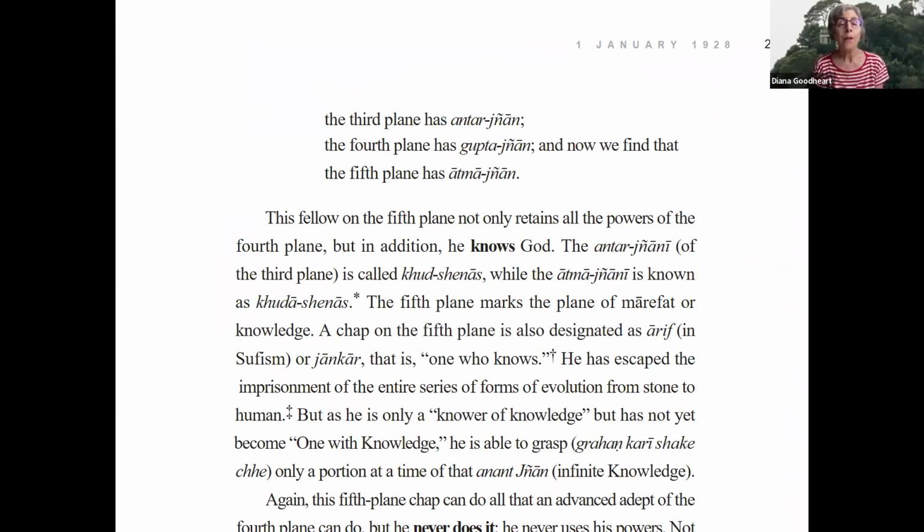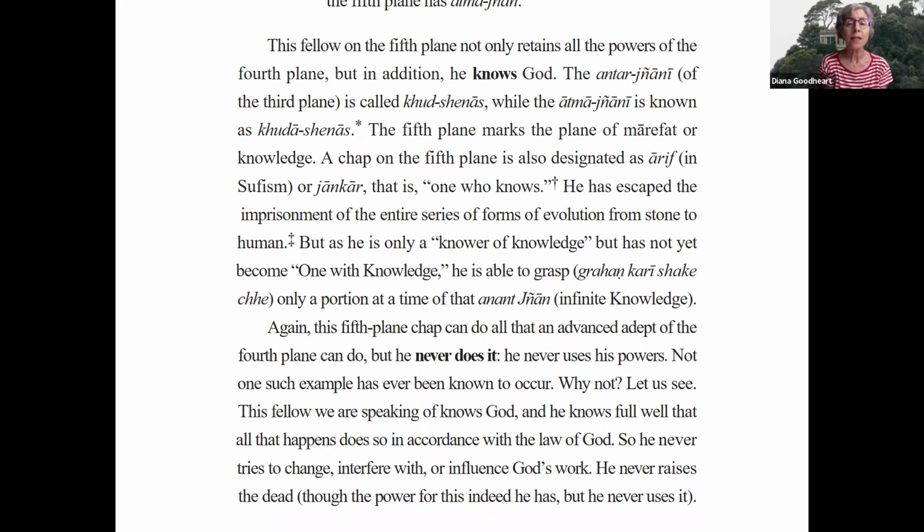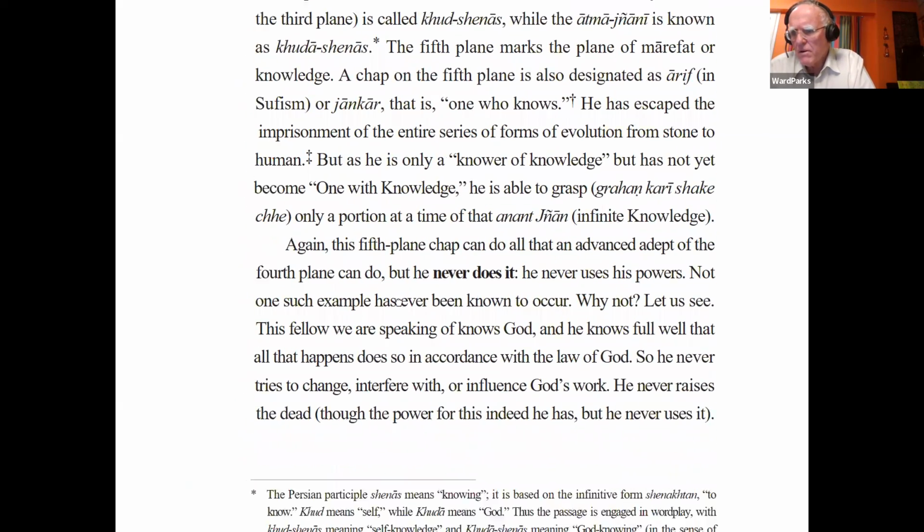So remember, the third plane has Antarjnana, the fourth plane has Guptajnana, and now we find that the fifth plane has Atmajnana. This fellow on the fifth plane not only retains all the powers of the fourth plane, but in addition, he knows God. The Antarjnani of the third plane is called Kod Shanas, while the Atmajnani is known as Koda Shanas. Notice that Baba is correlating Hindu with Islamic vocabulary here.